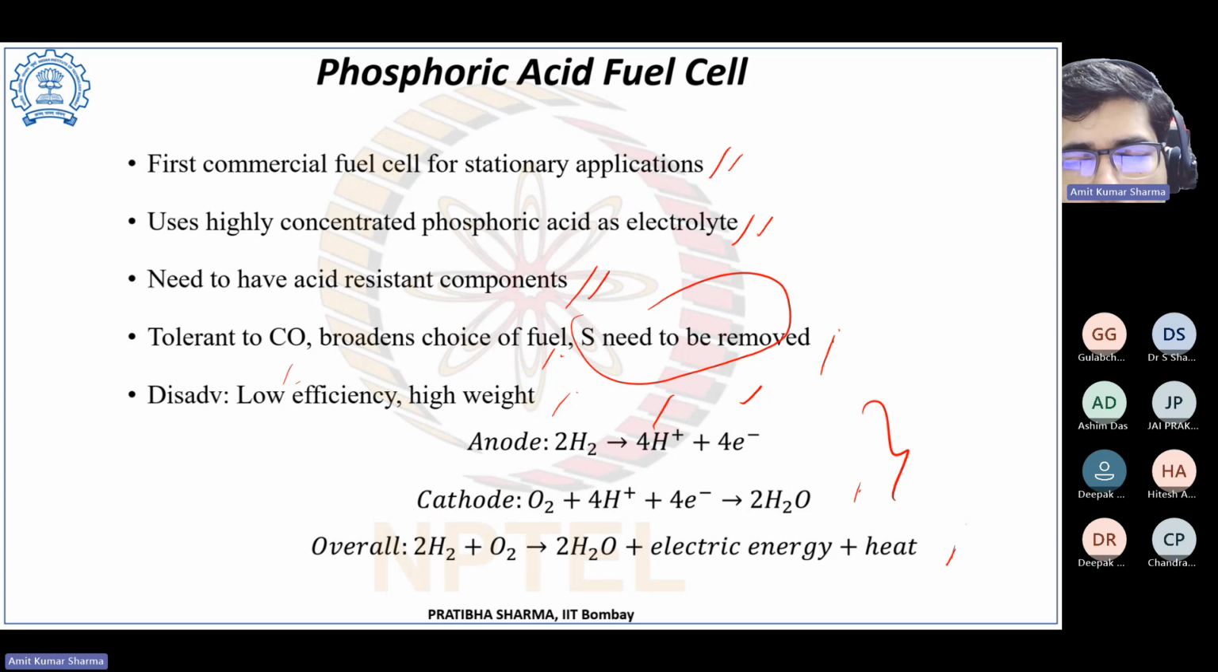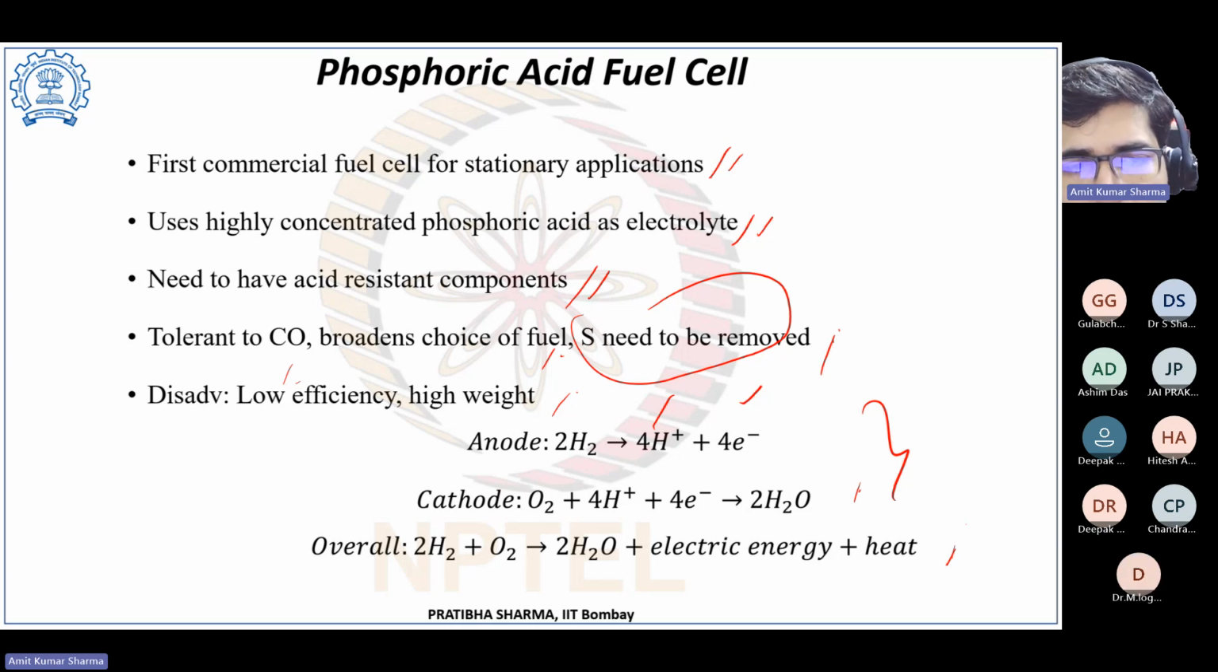Here also, which ion is the electrolyte transporting? Hydrogen ions. Yes, here also between the anode and cathode, the electrolyte is transporting the H+ ions in phosphoric acid, similar to the PEM fuel cell. But here we are using phosphoric acid as an electrolyte.